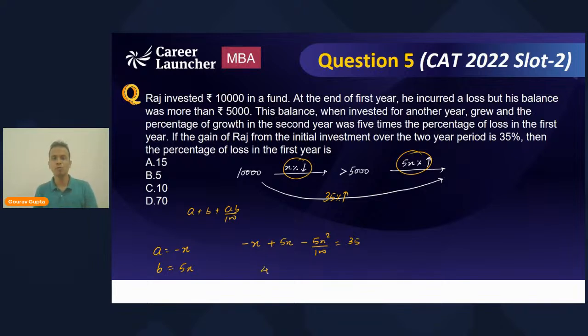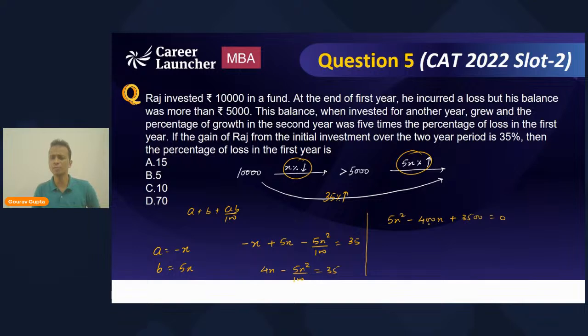So 4x minus 5x square upon 100 is equal to 35. Do the cross multiplication and obtain the final equation. So it will become 5x square minus 400x plus 3500 is equal to 0. Now I can factorize this quadratic simply and get the values of x. There will be two values of x that I'll get from this.